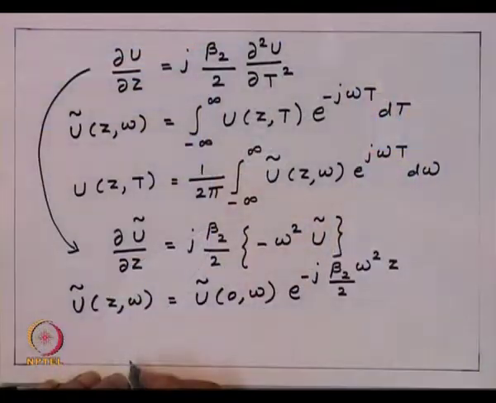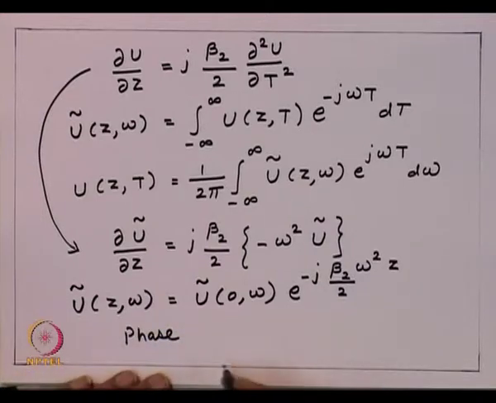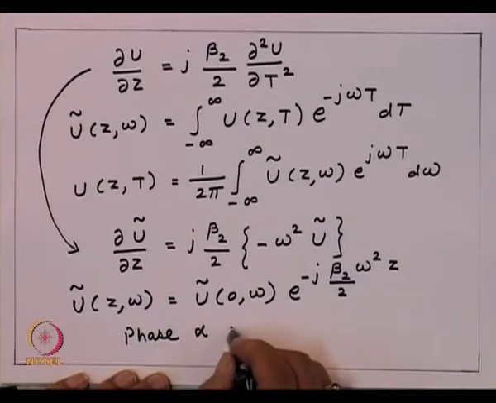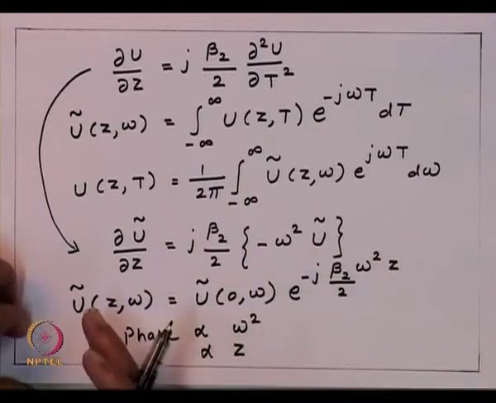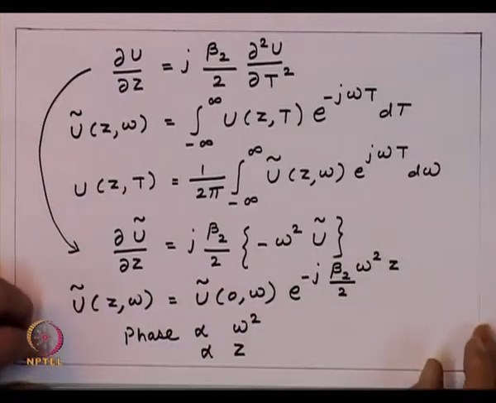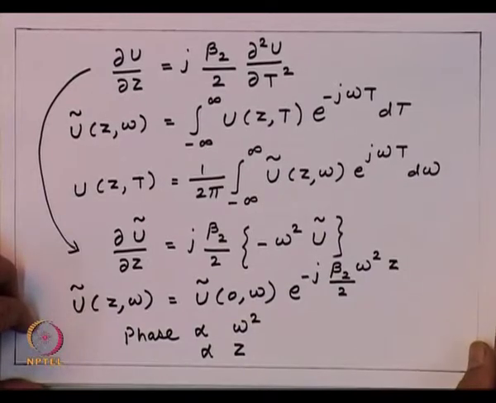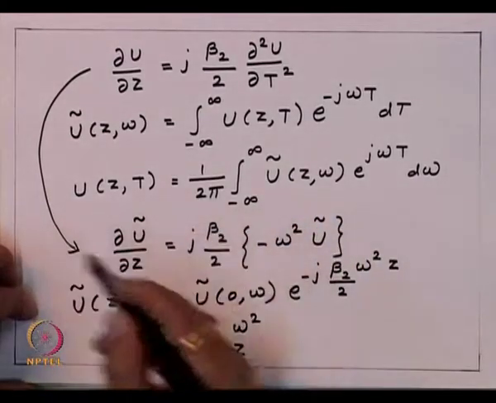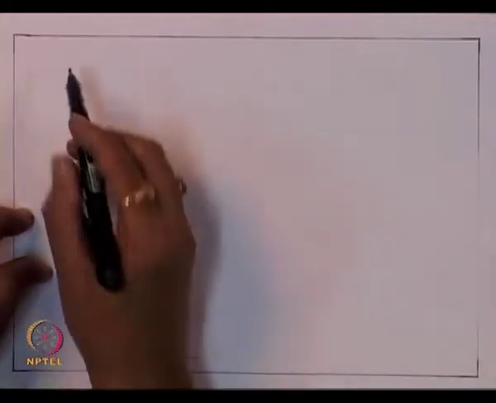So, here we are seeing that you are having the phase of different frequency components that is proportional to omega square. It is also proportional to distance z. So, the more the pulse travels on the optical fiber, the more is going to be the phase change in the different frequency components. With this now, one can take the Fourier inverse of this quantity to find out what the pulse shape would be. So, one can get the time function, which is the pulse shape in the time domain.